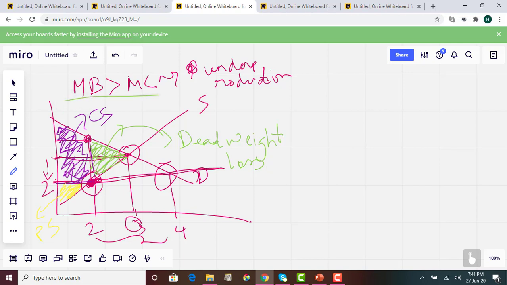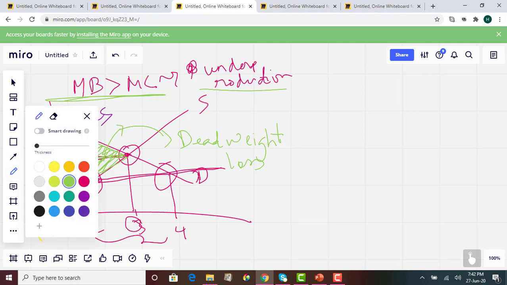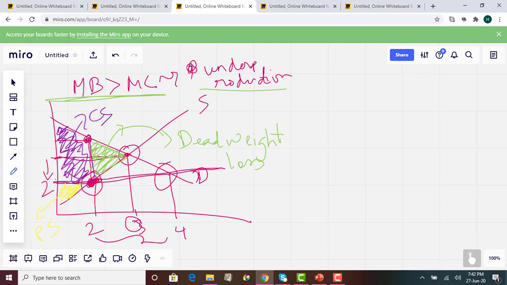And this is the scenario we're going to have when marginal benefit is greater than marginal cost, and when we have a scenario of underproduction. Again, demand is more than the supply, so we have underproduction in the market, and we're going to have this deadweight loss.